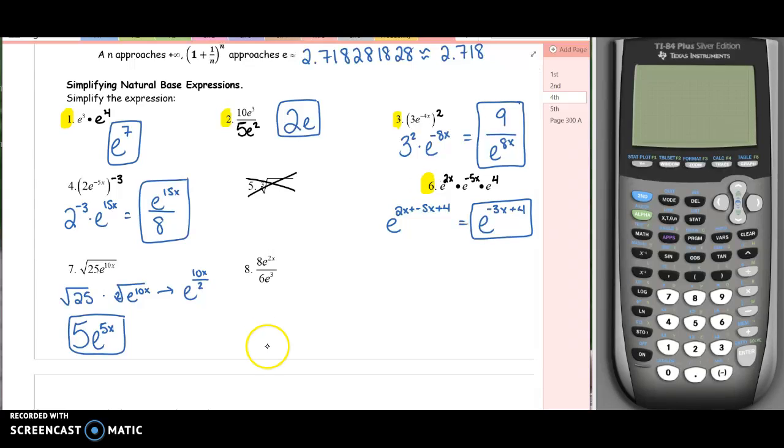Really quickly, let's look at number 8. 8 divided by 6, we can simplify that fraction to 4 over 3. And then for the e's, we subtract: 2x minus 3. So you can write it as 4e to the 2x minus 3, over 3, or you can write it as 4/3 e to the 2x minus 3. Either way works.